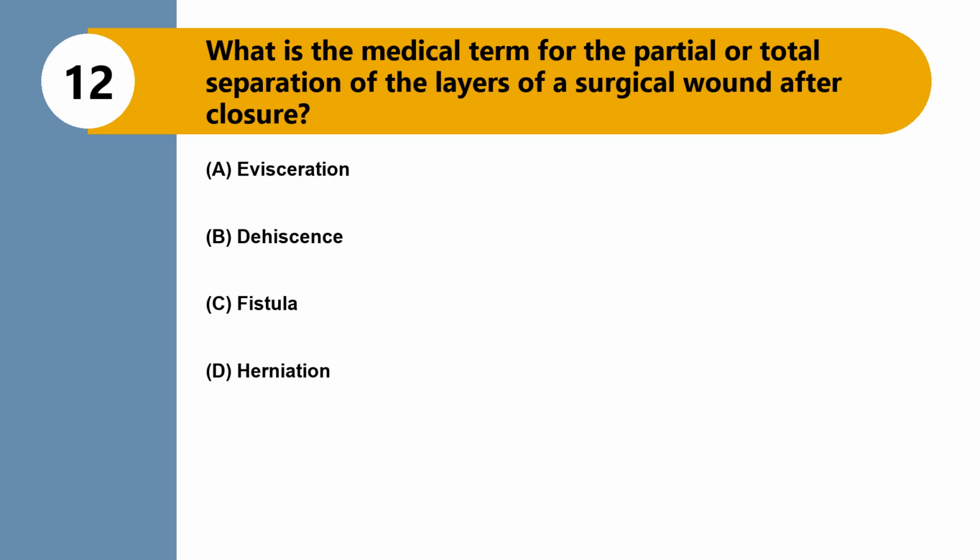Question 12. What is the medical term for the partial or total separation of the layers of a surgical wound after closure? Option A, evisceration. Option B, dehiscence. Option C, fistula. Option D, herniation. The correct answer is option B, dehiscence.